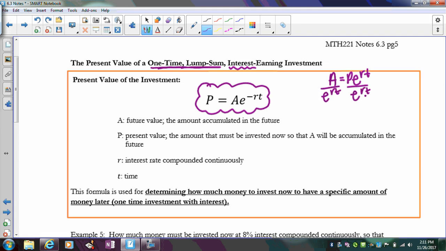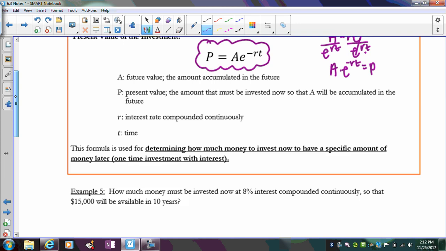If I'm dividing by e to the RT, really what happens is you can rewrite this with a negative exponent. So you can see how this is pretty much the same thing as what's over there, because those would cancel. That's where this formula comes from. You're basically just solving for P, the principal, the initial value, so that you find the present value that gets you this future amount. A represents the future amount.